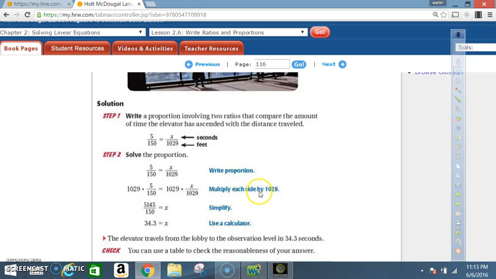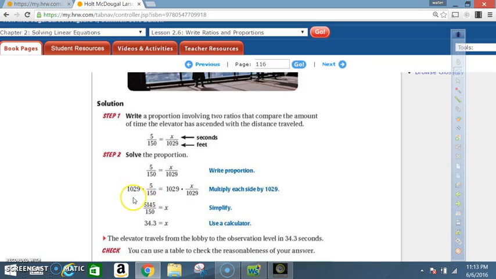Step 2, solve the proportion. Once again, 5 divided by 150 is equal to x divided by 1,029. We want to get the x by itself. So to do that, we do the opposite of division. Multiply each side by 1,029. So on this side, we multiply by 1,029, and on this side, we multiply by 1,029. Once again, we're keeping the equation balanced. Now, we already learned that 1,029 will cancel with 1,029. 1,029 divided by 1,029 is equal to 1, so you're left with just 1x.